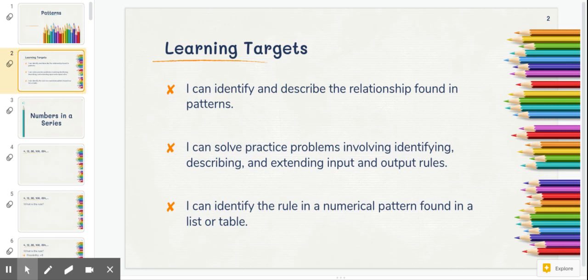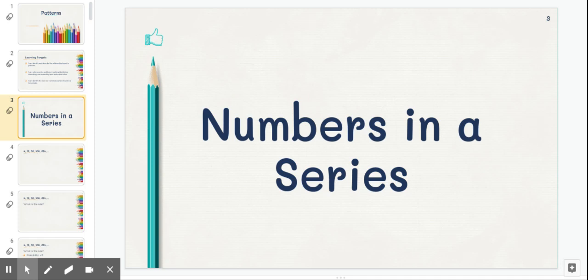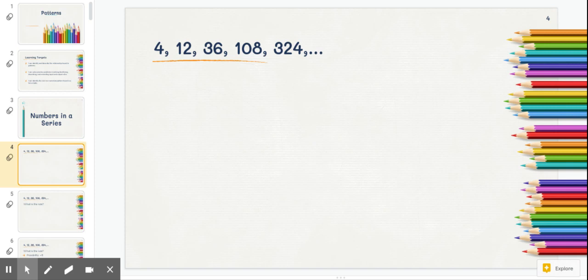The first one we're going to focus on, though, is just identifying and describing the relationship found in patterns. And we're going to look at that in terms of numbers in a series. These are simple patterns that you've probably worked with before. And so we're just going to walk through an easy example.